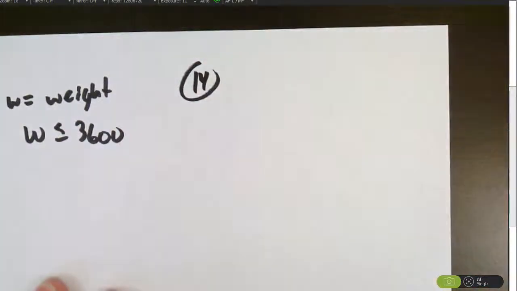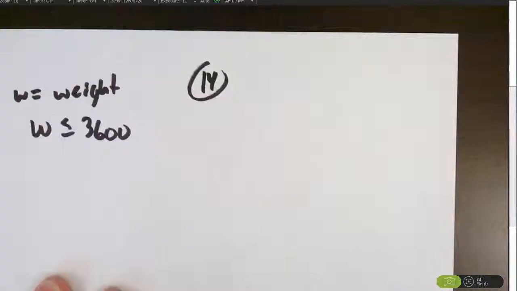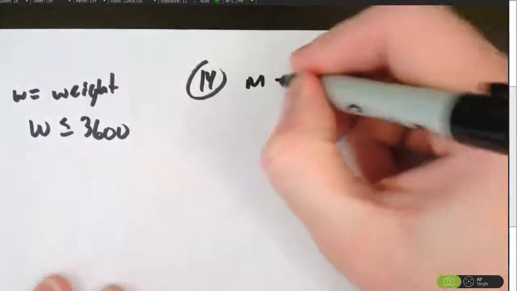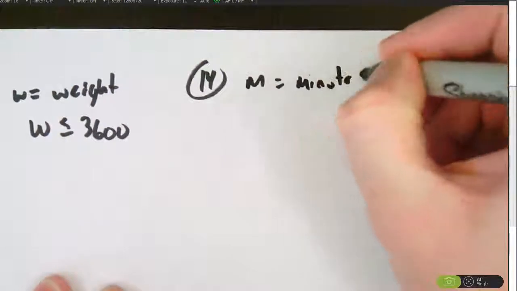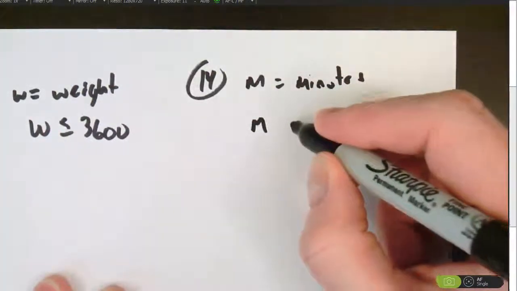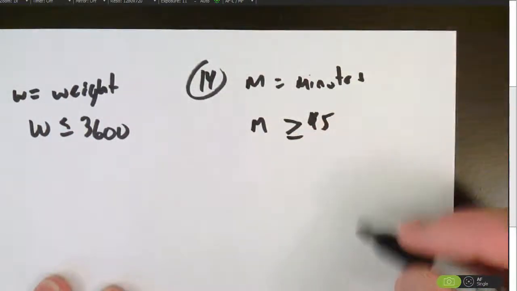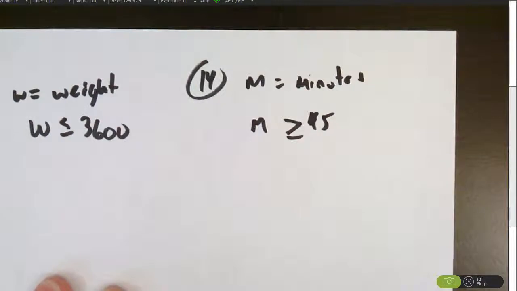For 14, it says an assignment requires at least 45 minutes. I'm going to call this M for minutes. So the assignment is at least 45 minutes. M has to be more than 45, but if it's at least, it could also be 45, so M is greater than or equal to 45.